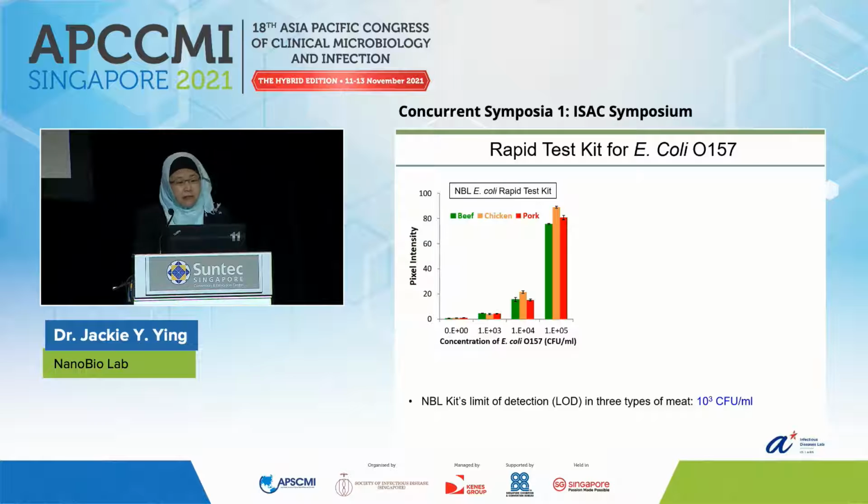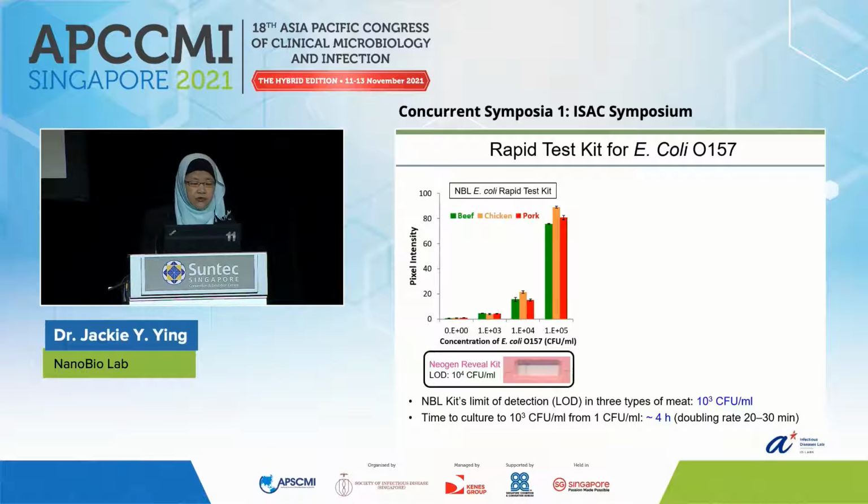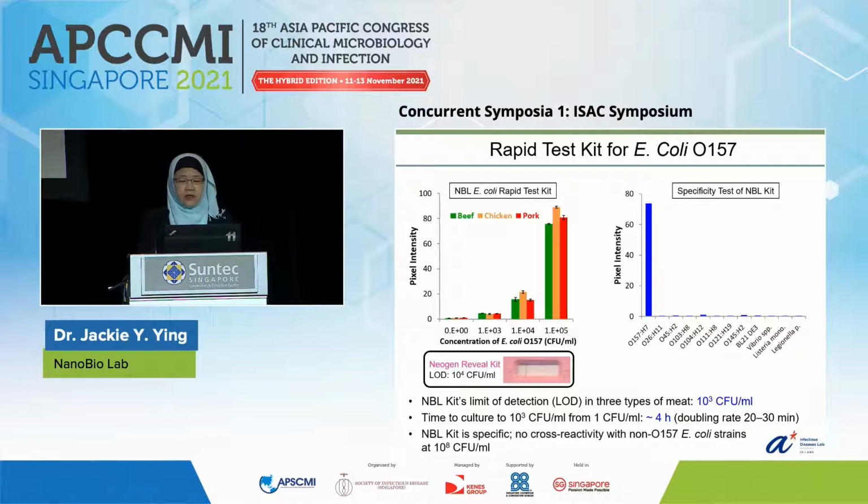Okay. Examples I like to give here involves the food pathogens. For example, in the rapid test kit for E. coli 0157, we can see that we can detect it very specifically and also in different kinds of meat matrices. Okay. We were able to achieve 10 to the 3 CFU per mil kind of a linear detection, which is superior to what you can obtain with Neogen. Okay. In addition, we can see that the detection is very specific amongst the various different strains of E. coli and also other bacteria.